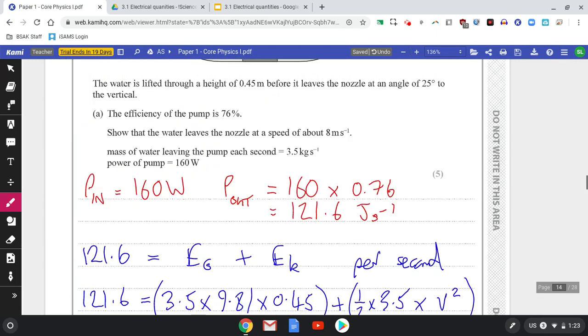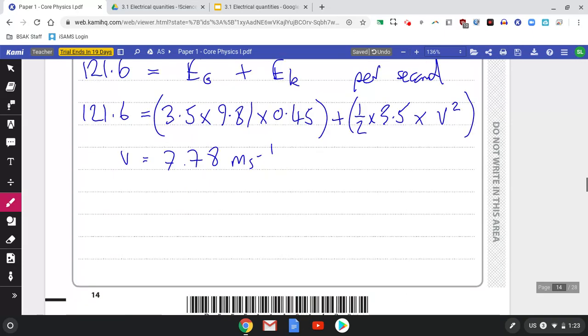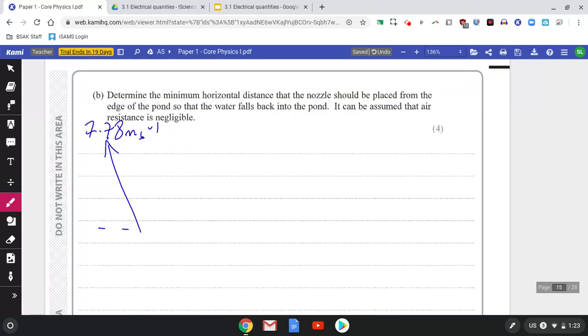Now the angle we're given is 25 to the vertical. So I'm going to say that's got to be 65 degrees, isn't it? Okay. Might help, might not, to draw in the two components, the vertical and horizontal component. Obviously, the horizontal is 7.78 cos 65, and the vertical is 7.78 sine 65. But you knew that. Anyway, what do we do now?